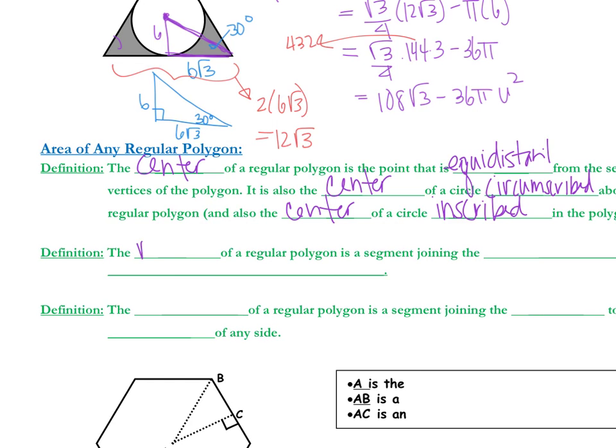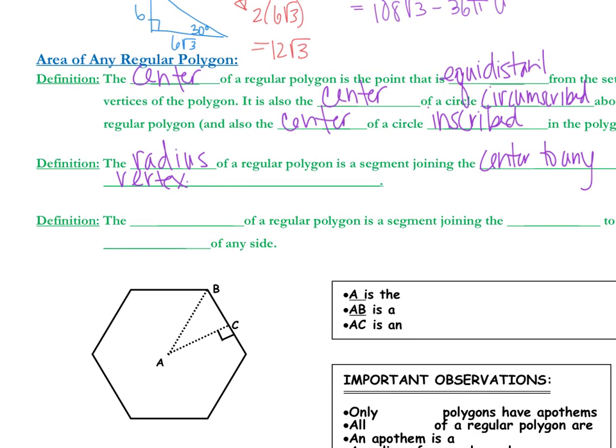Another definition we have is the radius of a regular polygon is a segment joining the center to any vertex. Okay. And it's key here that it's to any vertex, not the side of the regular polygons. The radius is to the center to any vertex. What happens is when we draw a point from the center to the midpoint of any side, this is known as the apothem, or some people say apothem.